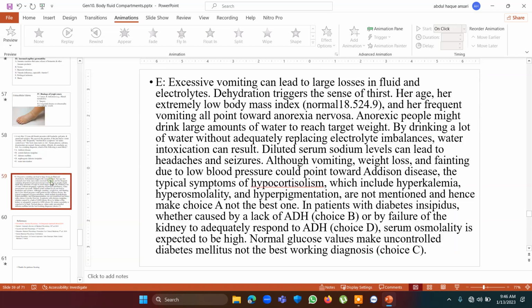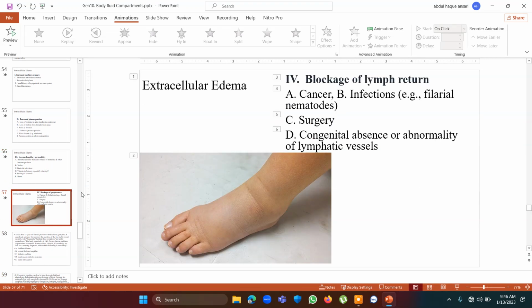So these are the extra slides I put here for your own study. And I think you studied edema in pathology.